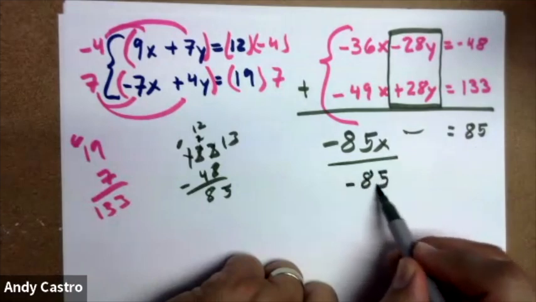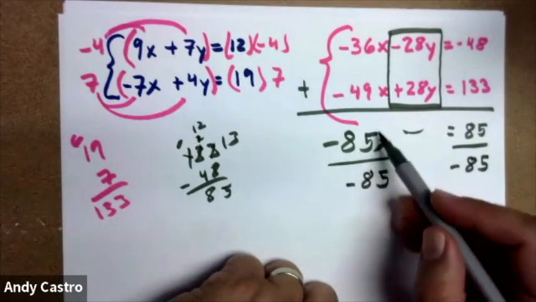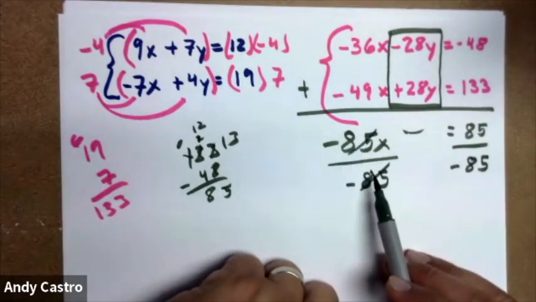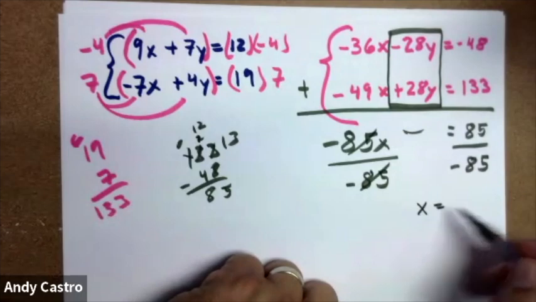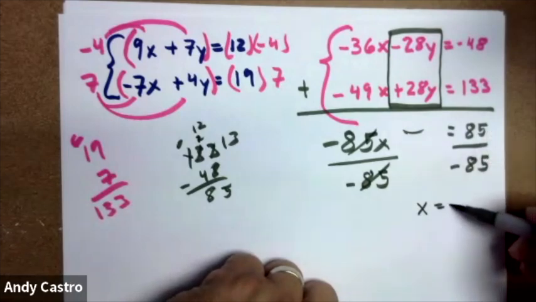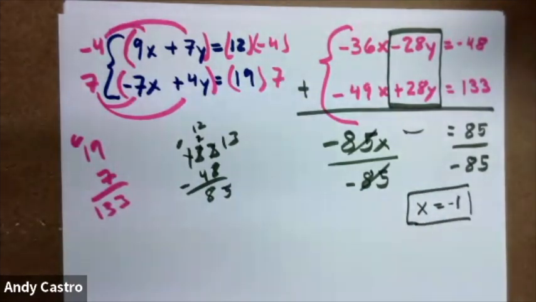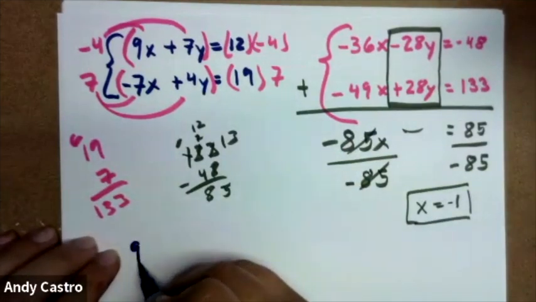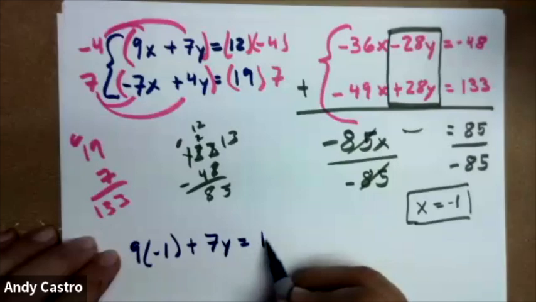I divide both sides by negative 85. Negative 85 over negative 85 would reduce to a positive 1. Positive 1 times x is just x. And 85 divided by negative 85 is negative 1. All right, now I can plug that negative 1 into either one of my original two. I'm going to use the top one. So I have 9 times negative 1 plus 7y is equal to 12.